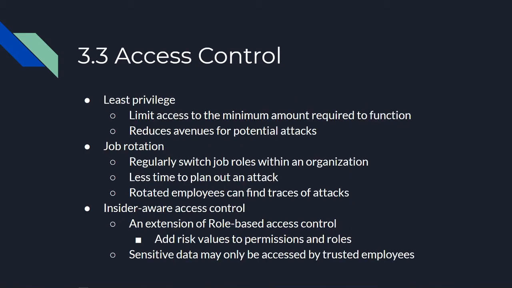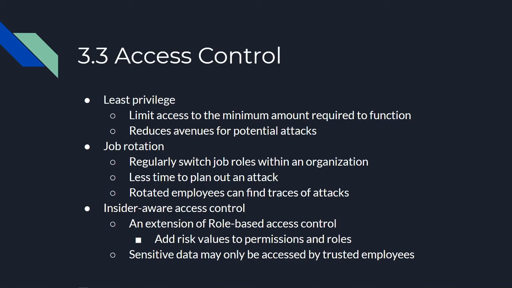The last one is access control. So there are different types of access control. A common one is least privilege, which limits the access to system data for only what is required. And this reduces avenues for potential attacks. There's also job rotation, which means that employees will periodically switch jobs within the organization and thus have different data accessible to them at different times. And this helps prevent premeditated attacks.